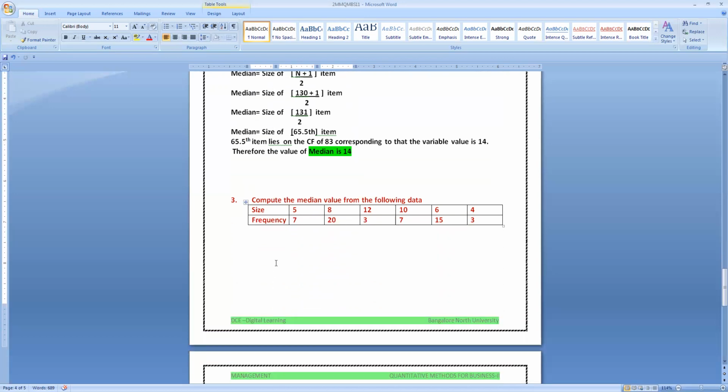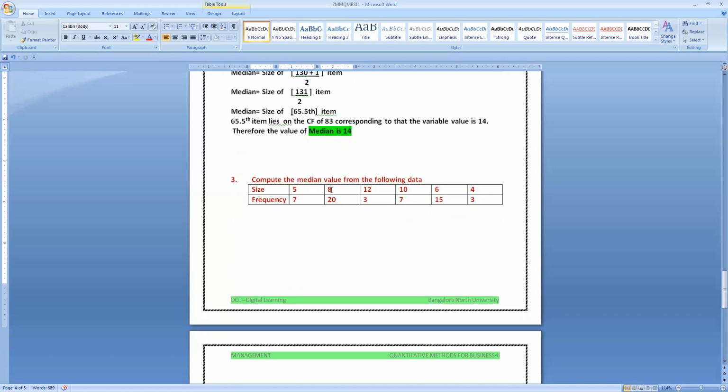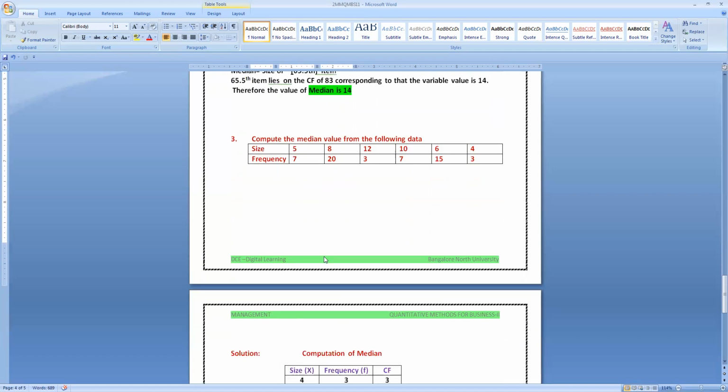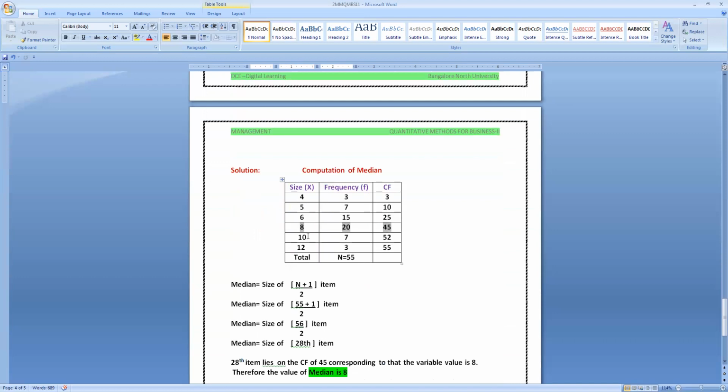And the third question: compute the median value from the following data. The size column is 1, 5, 8, 12, 10, 6, 4, and the frequency is 7, 20, 3, 7, 15, and 3. Here also, to calculate the median we need to draw a table which contains 3 columns: size, frequency, and CF. In the size column, 4, 5, 6, 8, 10, 12, and the frequency given in the question, 3, 7, 15, 20, 7, and 3. Total will be 55. Let us calculate CF. The first number will be as it is, 3. 3 plus 7 is 10. 10 plus 15 is 25. 25 plus 20 is 45. 45 plus 7 is 52. 52 plus 3 is 55.